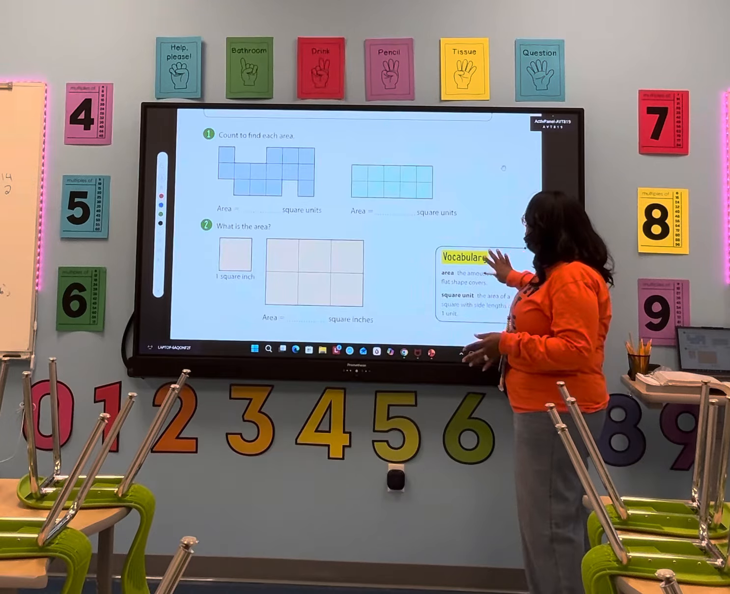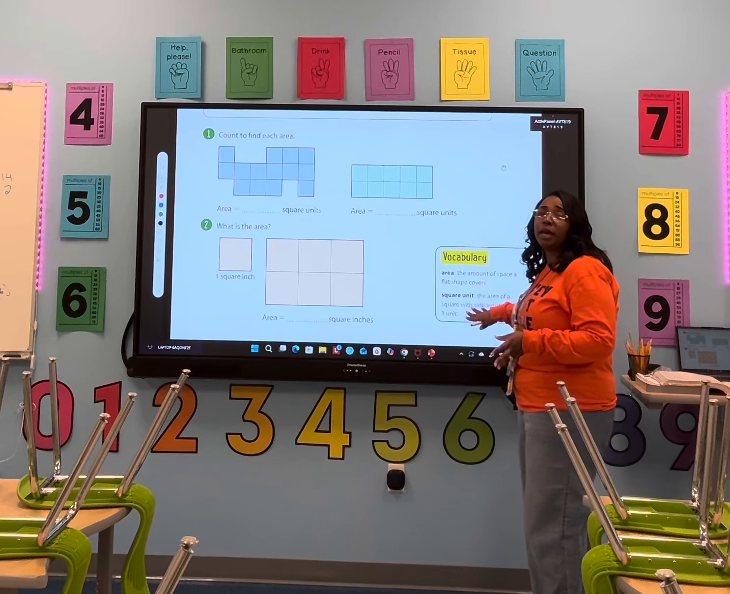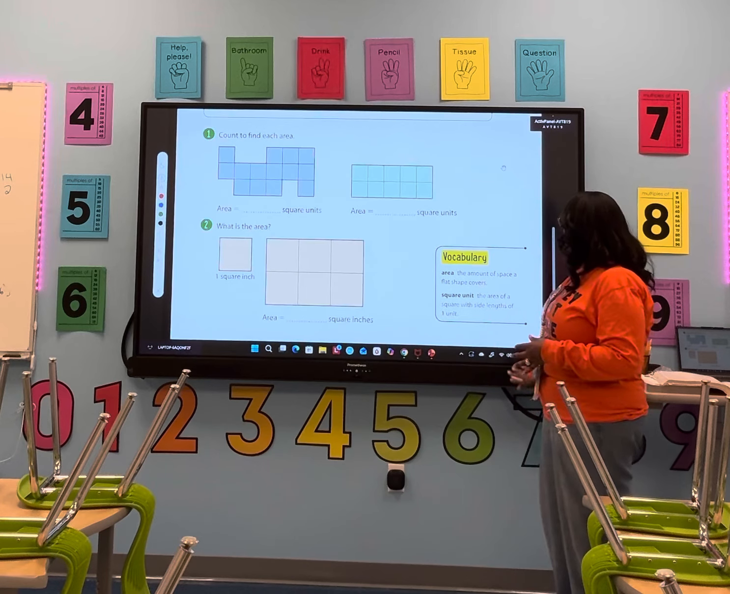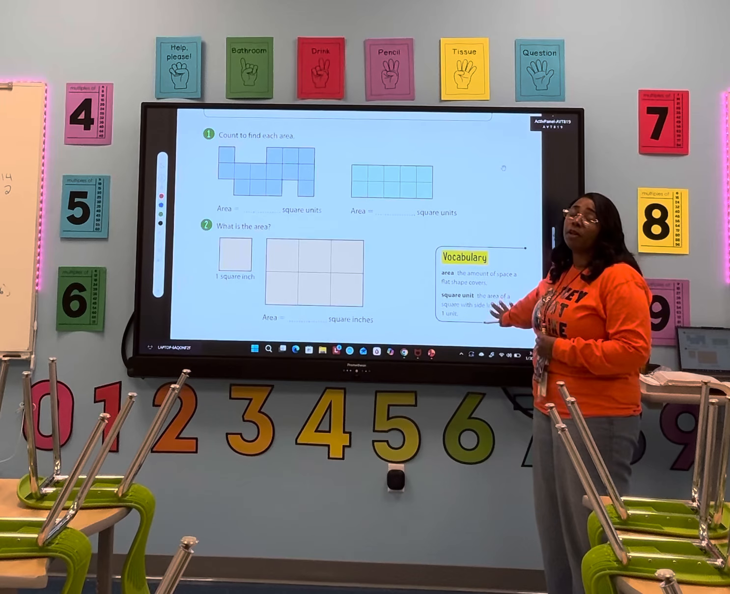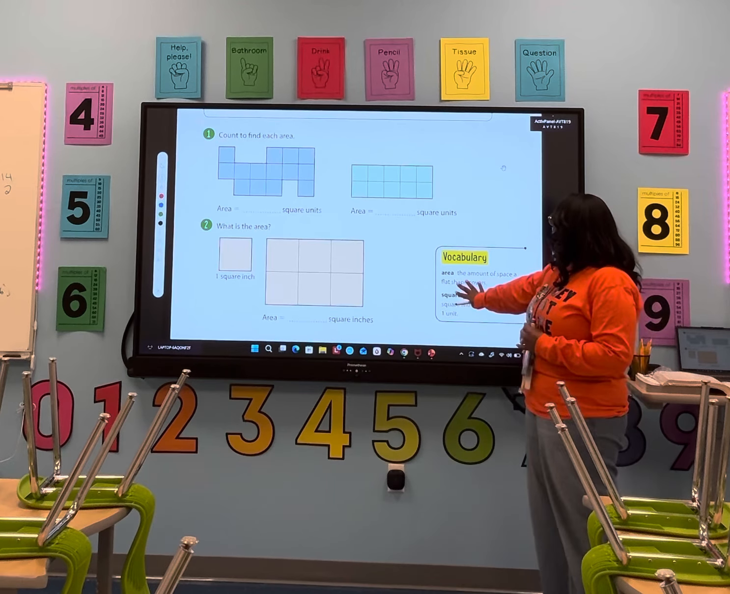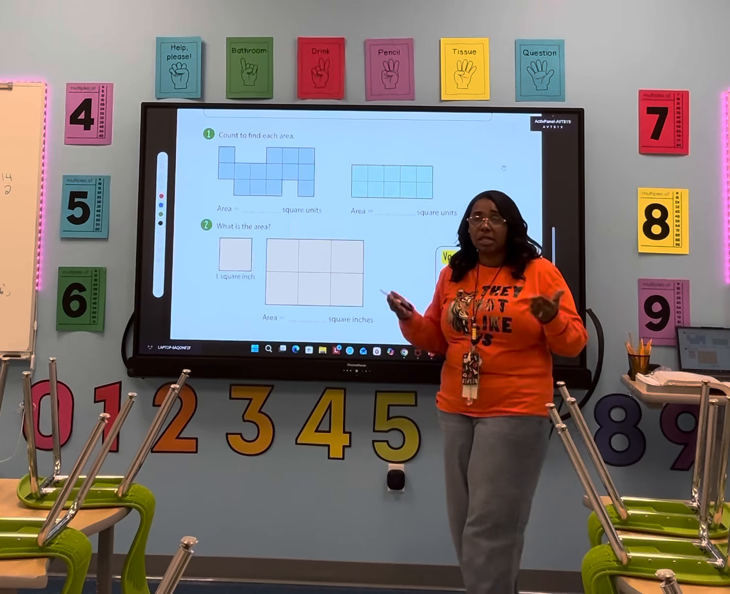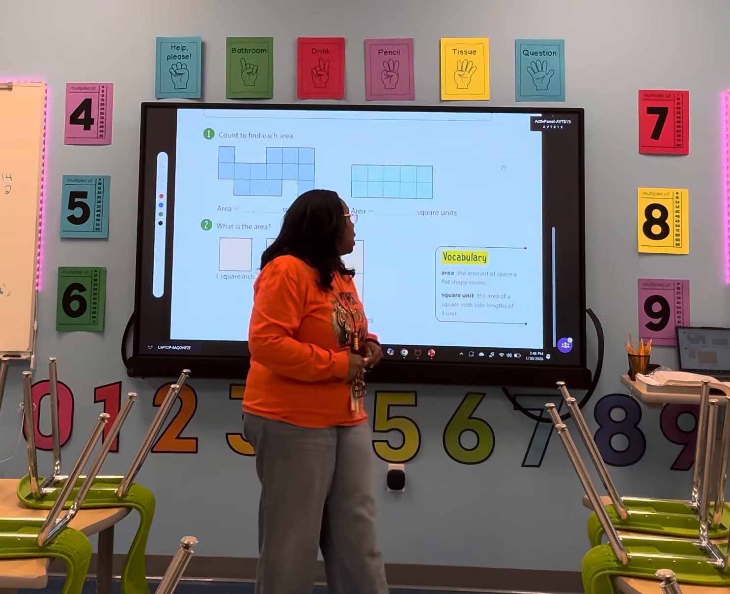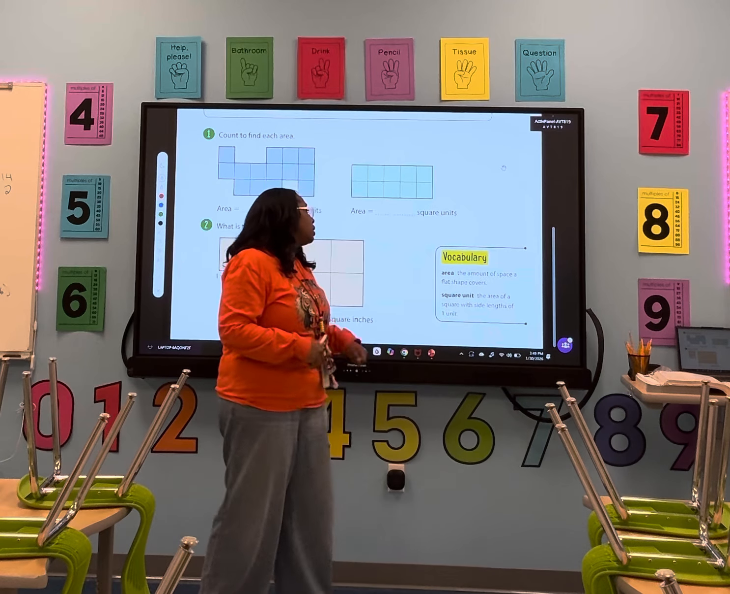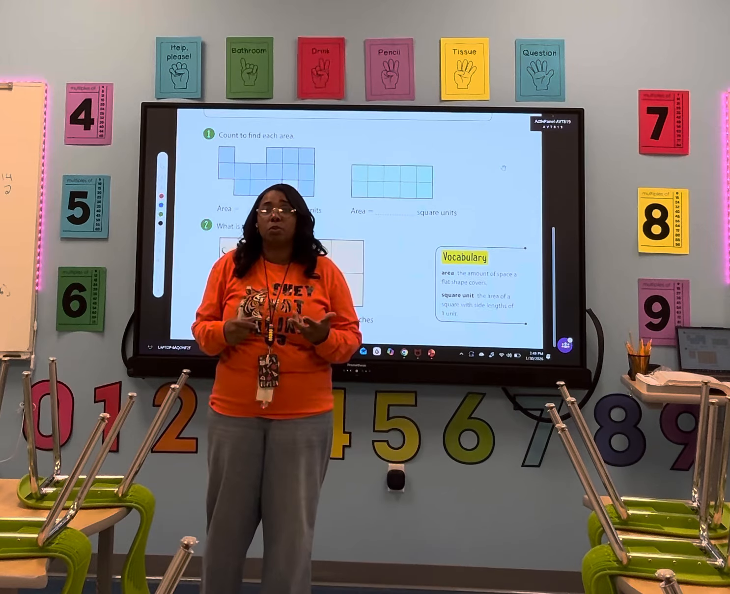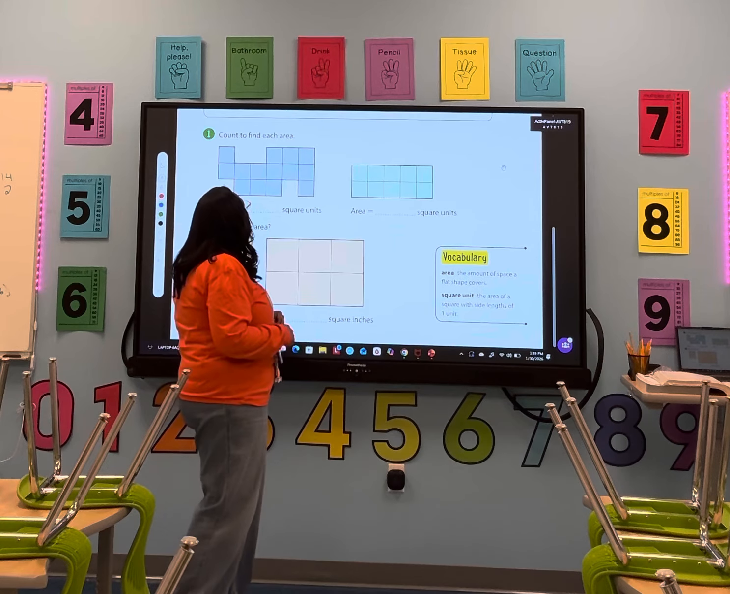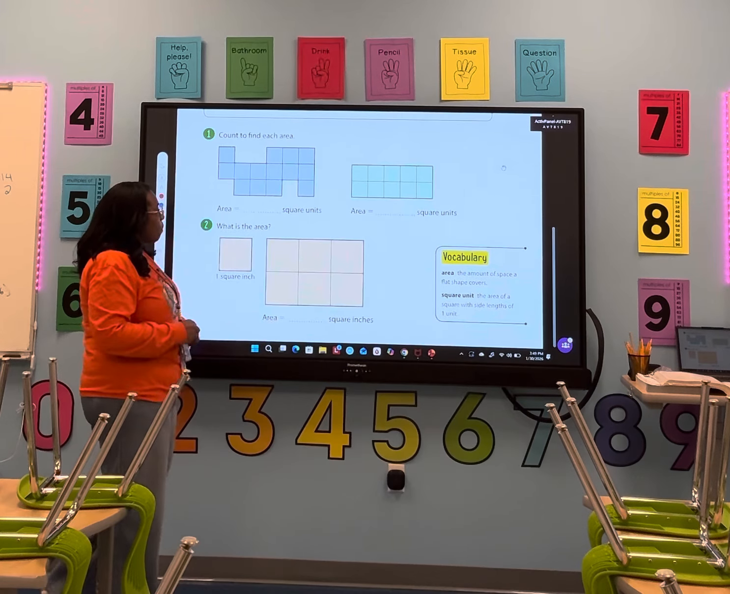So this is the homework page they had. It started on page 309. Again, they have the vocabulary words on the side, which is area, and area is the amount of space that a flat shape covers. So that's how much space is inside of our shapes. And then we have the square unit. That's the unit that we measure our shapes with. So we're going to go ahead and jump in with number 1.